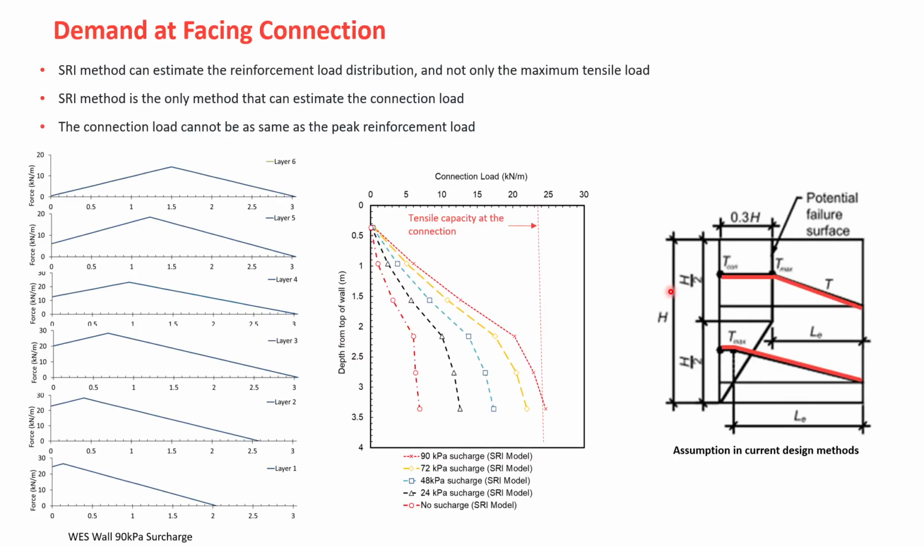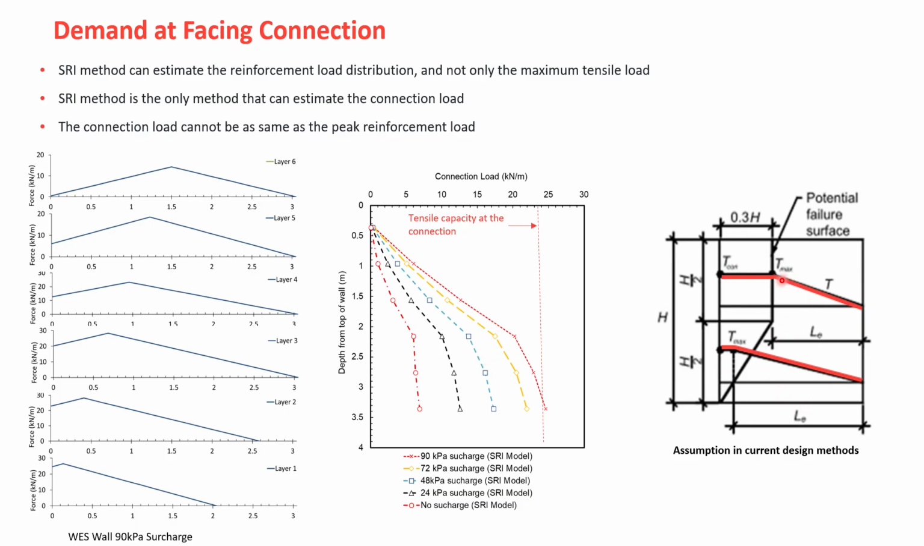And one of the other bigger problems is that with the existing methods, as you know, there's no way you can calculate the connection load, facing the load at the facing, for example, here. So that's one of the challenges in explaining this method, because we know that it failed at the connection. So if you don't know how to calculate the connection load, how do we explain that?